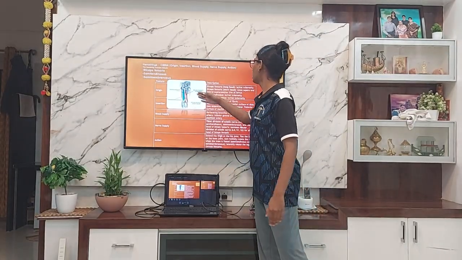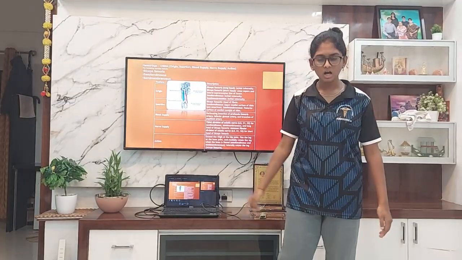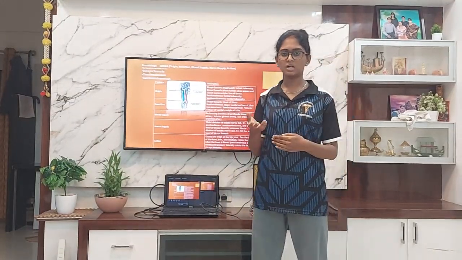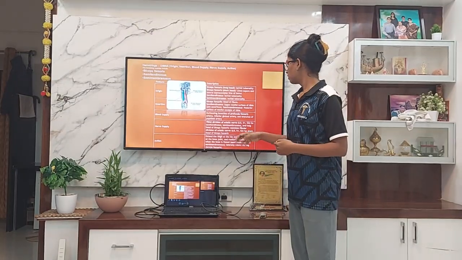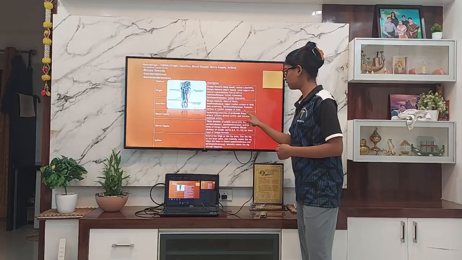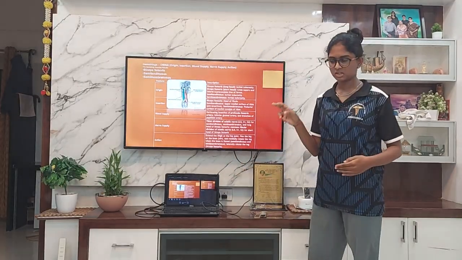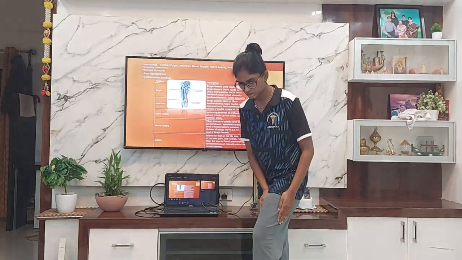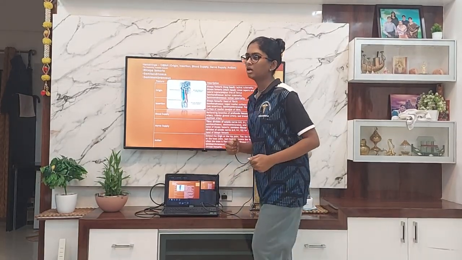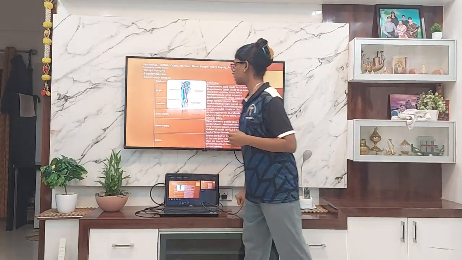And the insertion of the hamstring muscles: the biceps femoris is attached to the head of the fibula, and the semitendinosus is attached to the upper medial surface of the tibia. The semimembranosus is attached to the posterior surface of the medial condyle of the tibia. The blood supply is the profunda femoris artery, because the hamstrings are located here, and this jogging exercise helps the hamstring muscles.